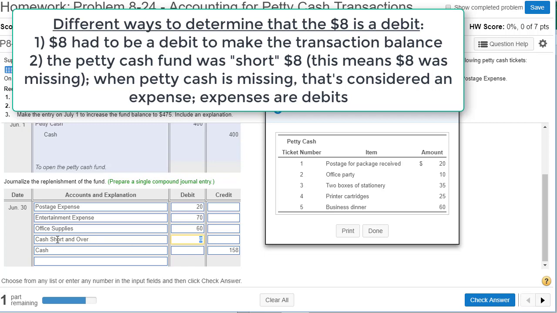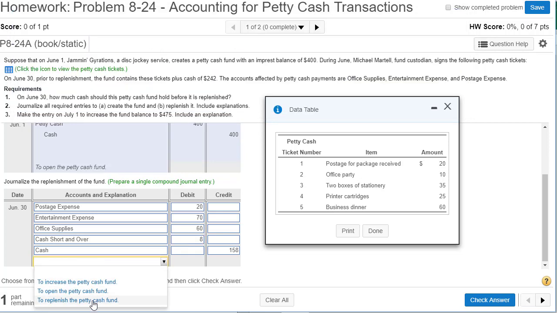So the third way is short. You can kind of look at the name, short and over. Short is on the left, over is on the right. If you're short cash, it's going to go on a debit. If you're over, it's going to go as a credit. So if you're over, if you have too much cash in there, that would be a revenue. And if you have too little, which is the case in this problem, that's an expense. And this was to replenish the petty cash fund.